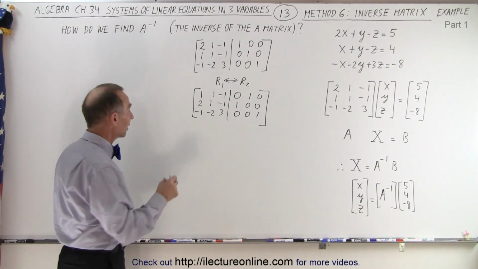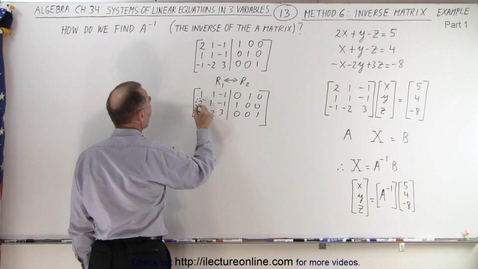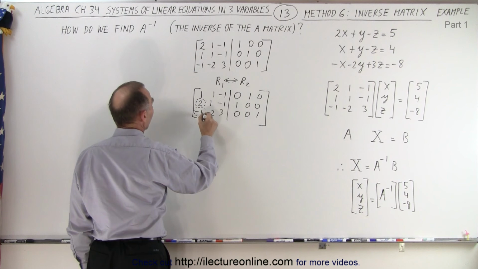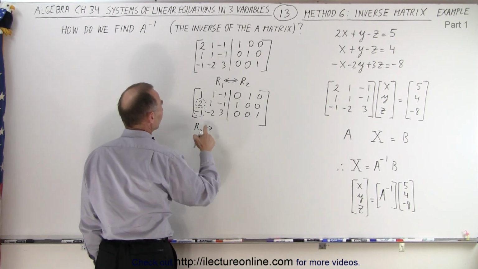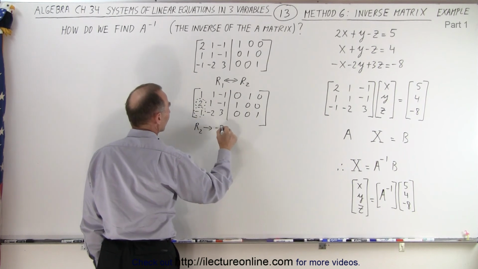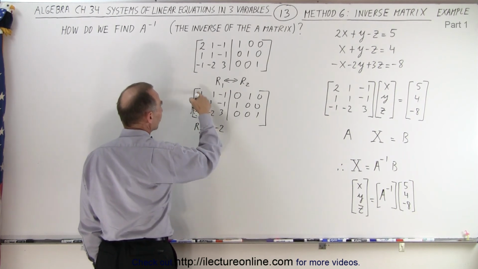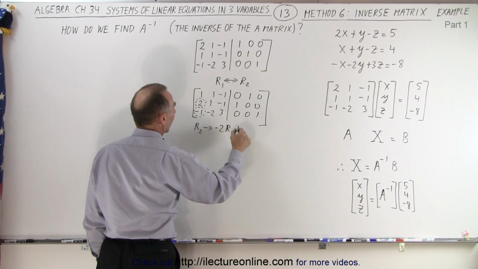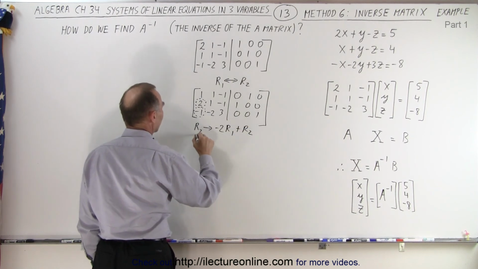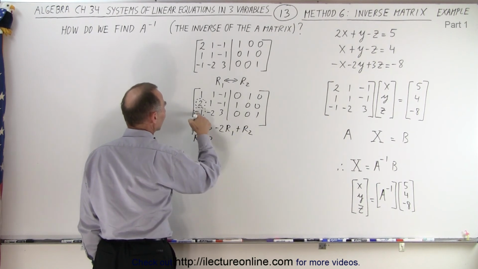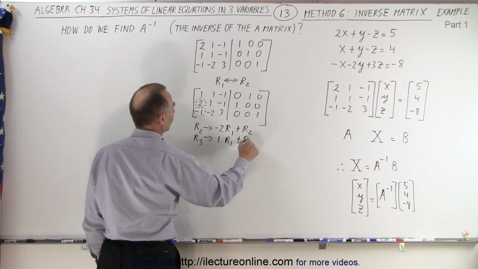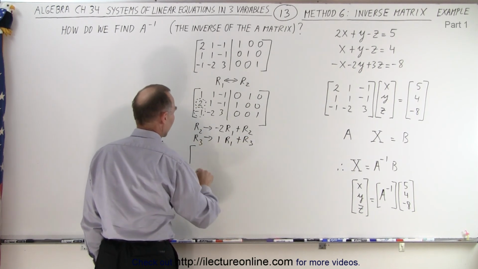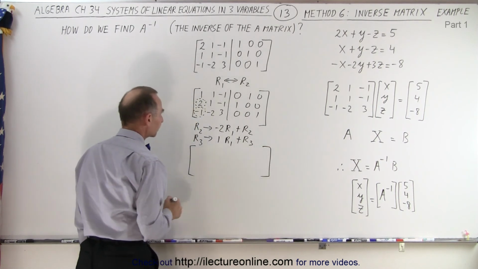Okay, now the next thing I want to do is turn these into zeros. I can do so by taking the second row and exchanging it for negative 2 times row 1 added to row 2. And I take row 3 and replace it by the negative of that number, which is 1 times row 1, and adding it to row 3. When I do that, I get the following matrix.